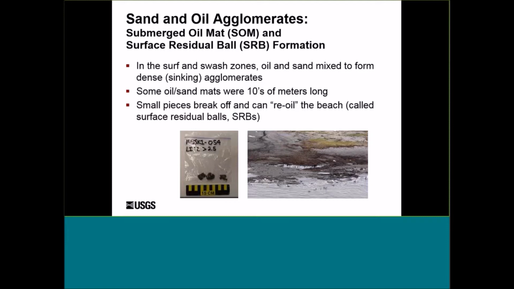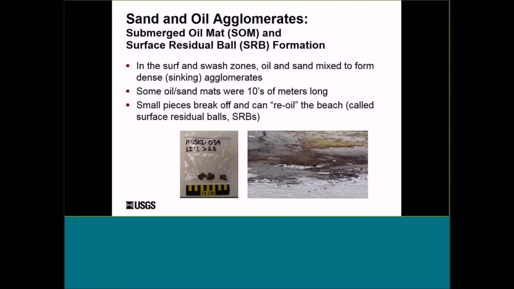So in the surf zone, as we've heard, oil and sand mix to form these dense agglomerates. We call them SOAs. Submerged oil mats are the big ones. Surface residual balls are the small ones. It's a size distinction, but they're all basically made of the same stuff. Some of these sand and oil mats could be tens of meters long and a couple centimeters thick. Smaller pieces can break off or form in situ, and they're a little bit more mobile. And that's what I'm going to be talking about.